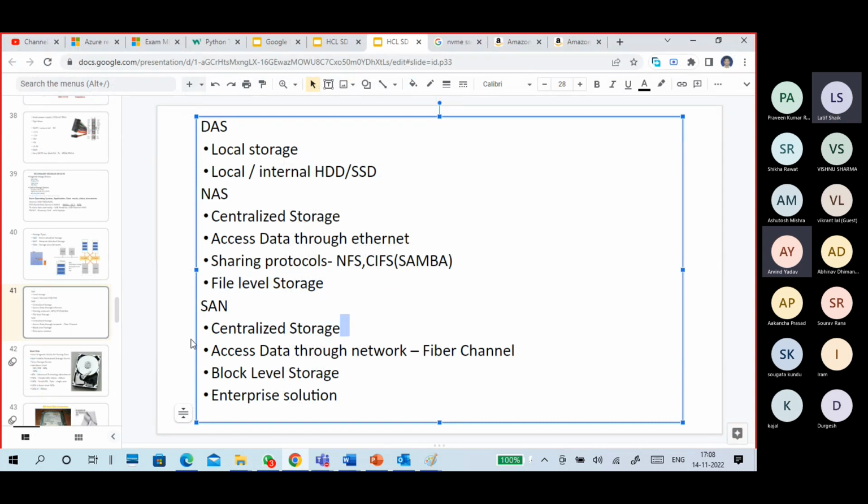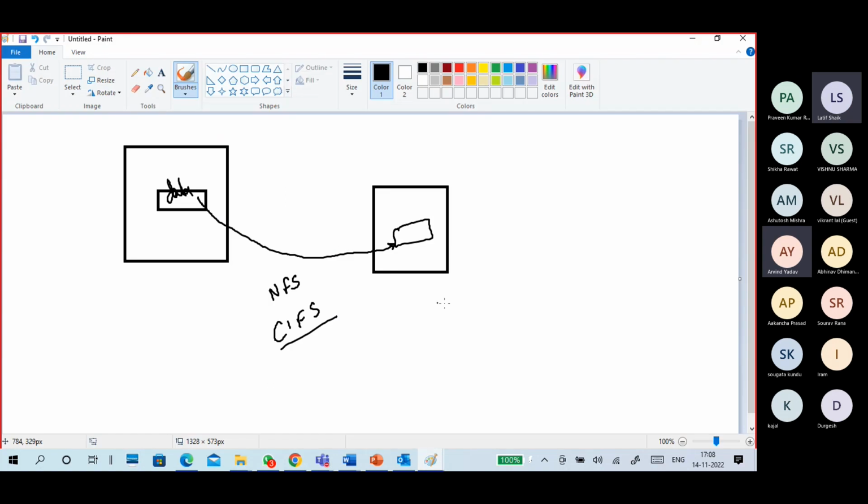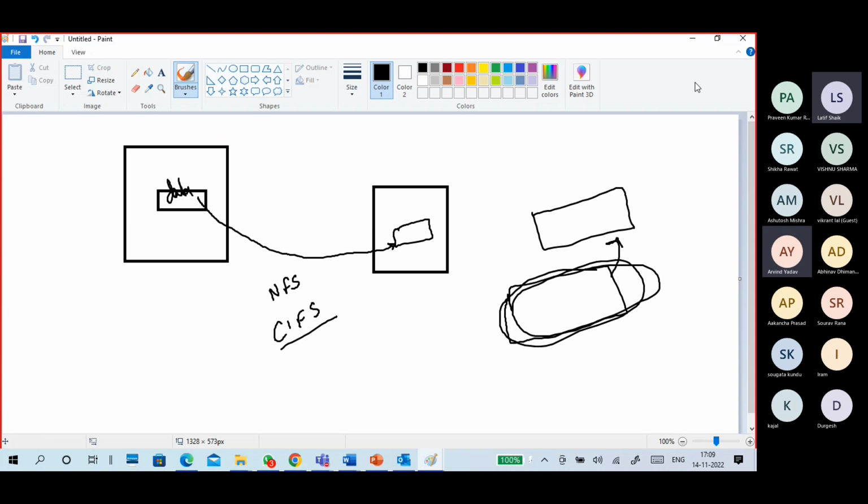SAN is centralized storage, of course, as NAS is. It uses fiber channels to access the network. It is an enterprise solution, a block level storage, and highly redundant. Next, what is block level storage, guys? Like you're accessing a hard disk, not as a file. You are accessing the entire disk.